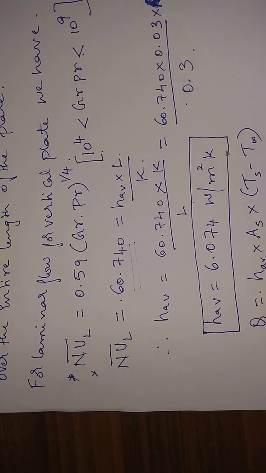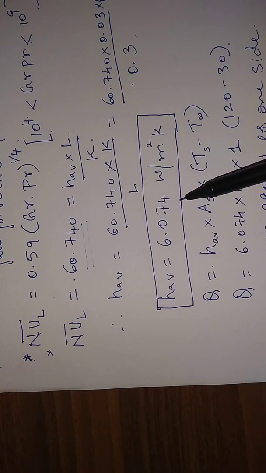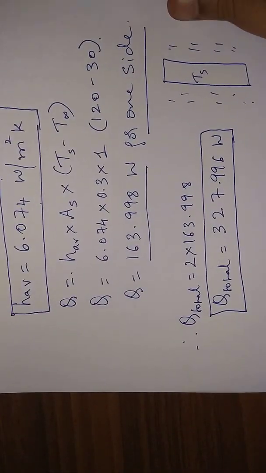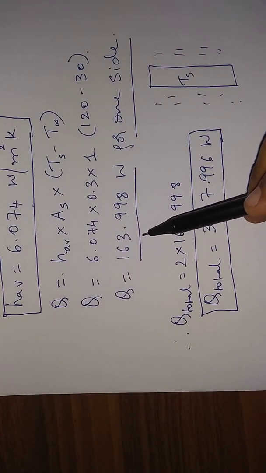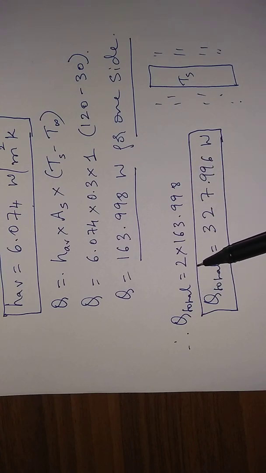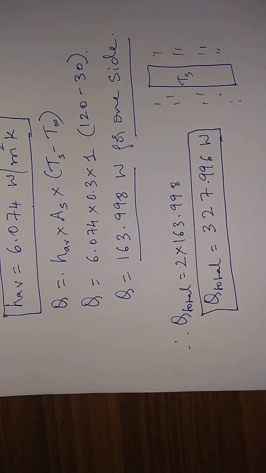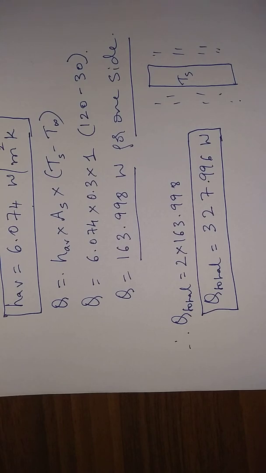So we found h average from the Nusselt number. Then you have to find Q. You know already Q is equal to h A delta T. For one side it is turning out to be 163.998, and for two sides it is 327 watts. I hope you have understood this problem. Please go and try to calculate everything yourself and check the answers. Okay, thank you.